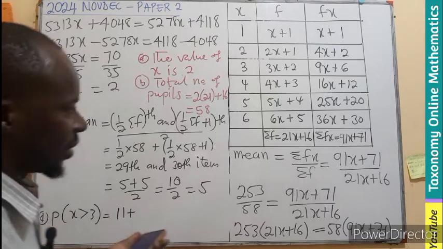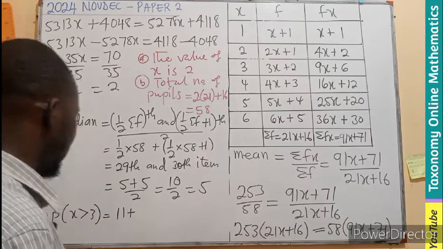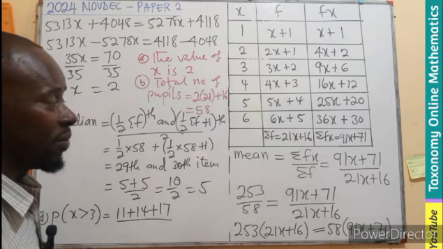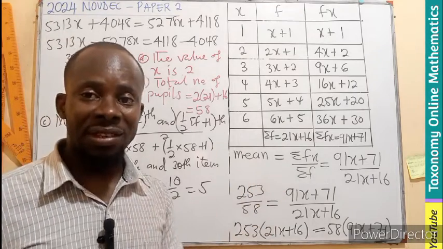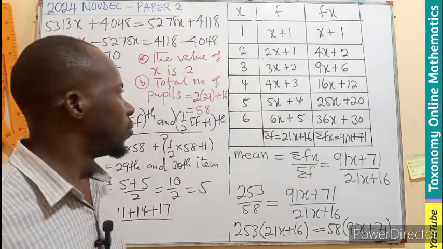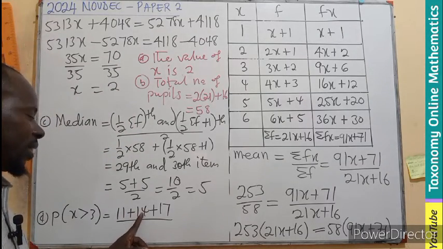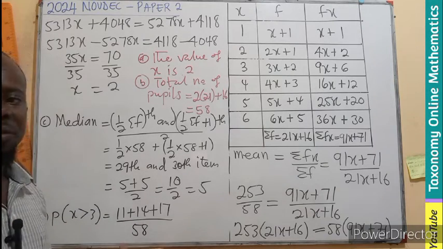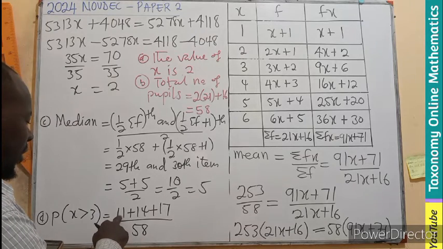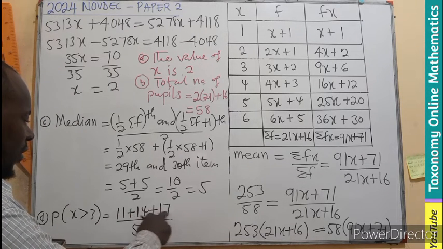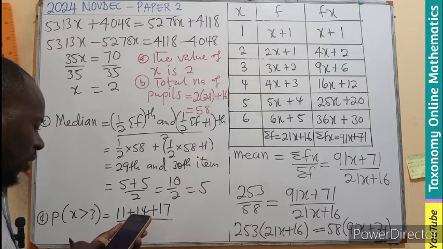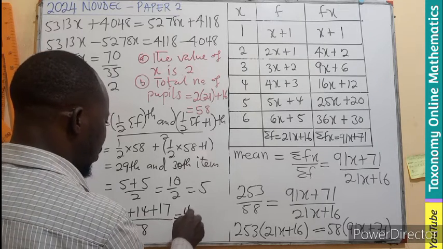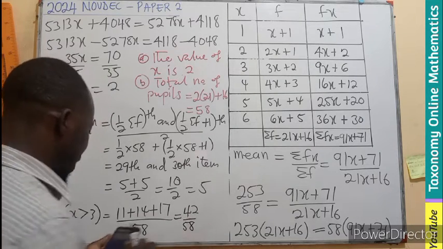11 plus, this is going to be 14, and I think the last we have was 17, divided by total. Remember, probability is the event divided by what? Total sample. So the event in this case is the 11 plus the 14 plus 17 divided by the total sample of students, which is what? 58. Let's be sure. 11 plus 14 plus 17, that will give us 42 on 58.